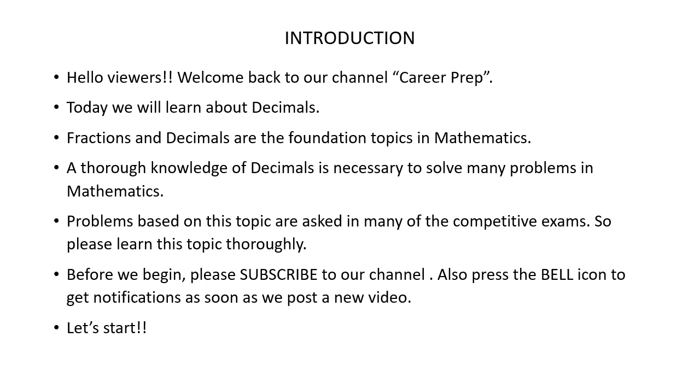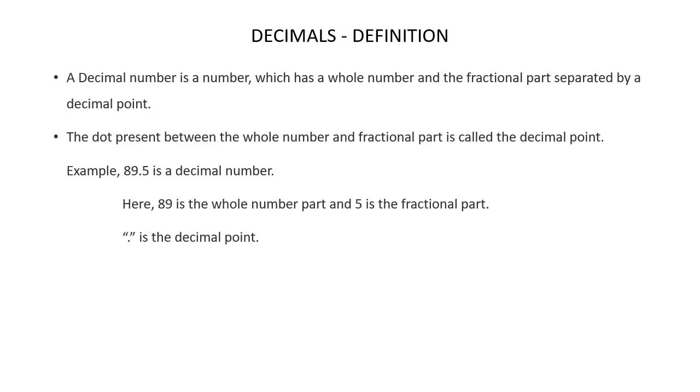So let's start. So what are decimals? A decimal number is a number which has a whole number and a fractional part separated by a decimal point. The dot present between the whole number and the fractional part is called the decimal point. For example, look at this number 89.5. 89.5 is a decimal number. Here 89 is the whole number and 5 is the fractional part. And the dot between 89 and 5 is called the decimal point.